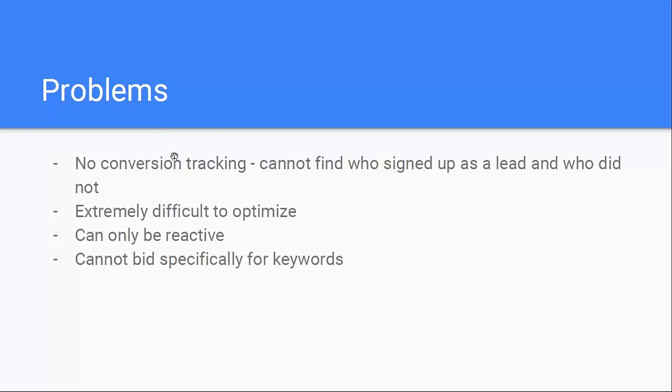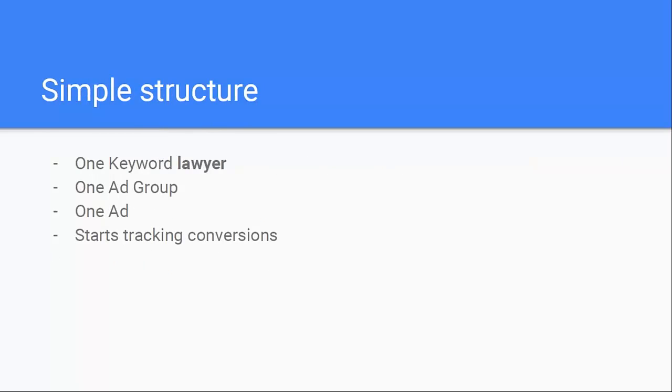So Sam realizes her mistake, and she decides to create an AdWords campaign, not an AdWords Express campaign. So let's see what a very simple, very basic structure would look like. The most basic structure would be creating a campaign which has one ad group, one ad, one keyword, which is lawyer, and she sets up conversion tracking in Google AdWords. So from now on, her ads will be shown whenever a user searches for anything related to lawyer. If the user comes to her website and gives her a lead, it will be tracked as a conversion, so she can measure the performance of the campaigns.